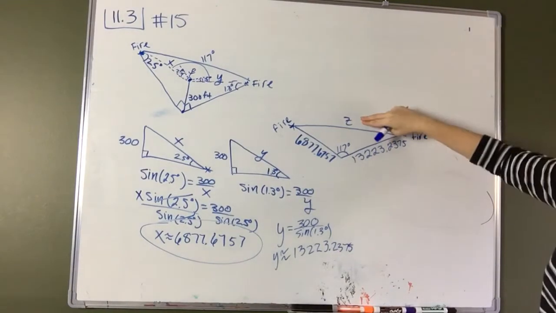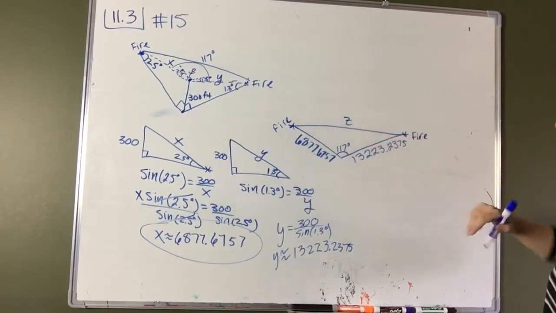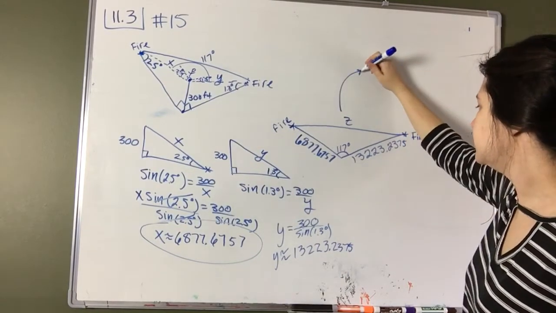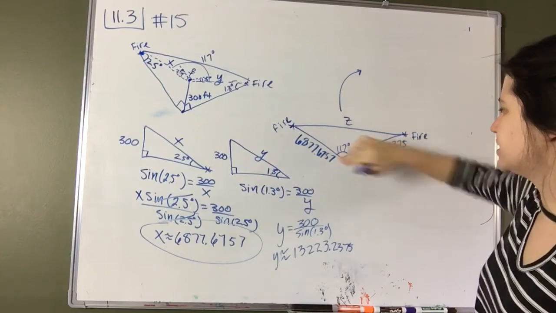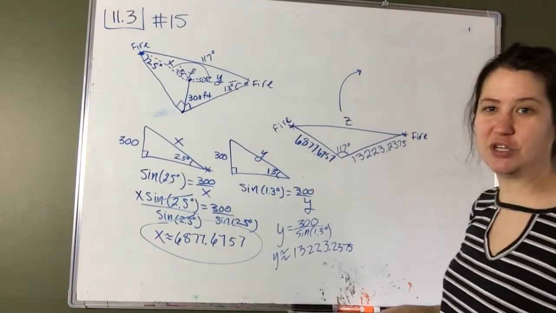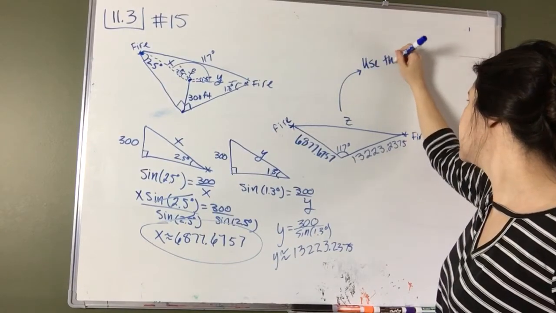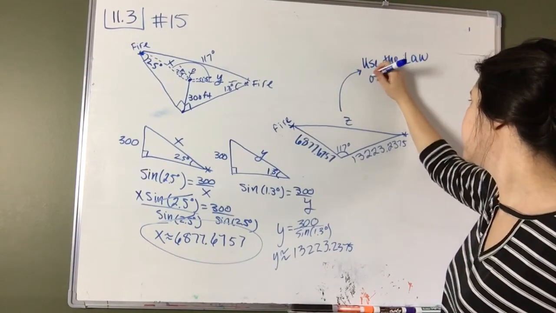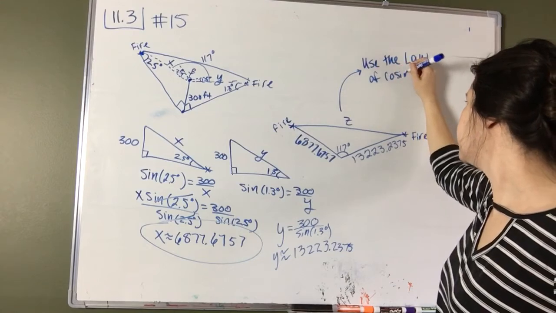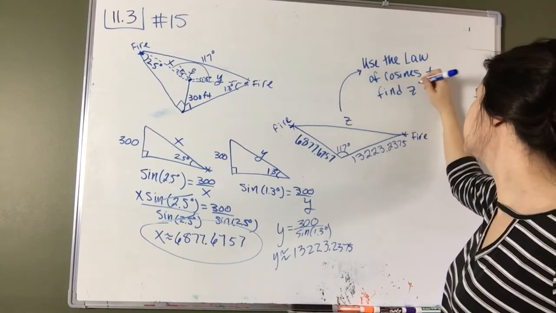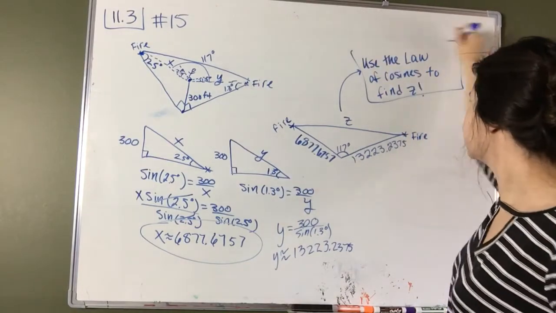And the final thing that we need to figure out is what is z. So I'm going to leave you with trying to figure that out, but I'll tell you what to do. We have a side angle side case, which means that we can use the law of cosines. So use the law of cosines to find z. And then you'll be done.